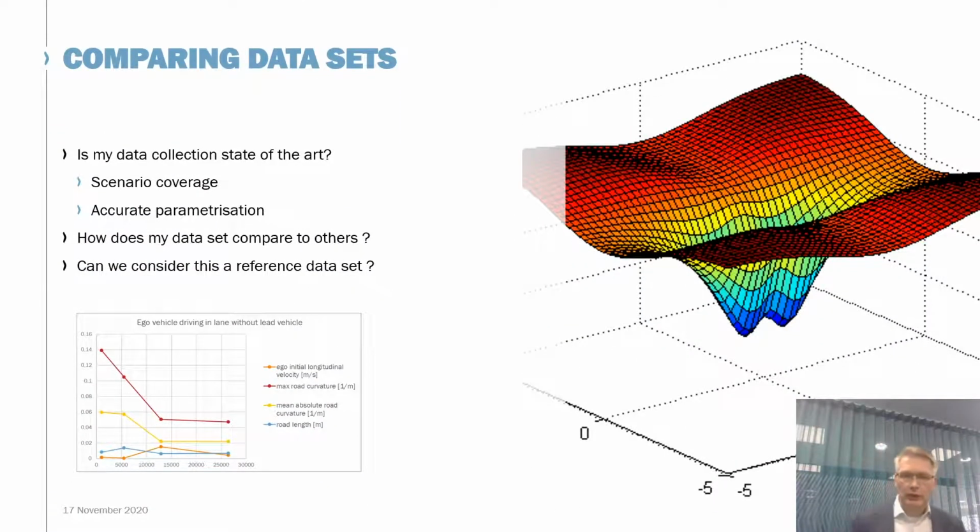Good. So then we come to the point of comparing data sets. First of all, you can do this because you want to know, are we state of the art with what we collected so far? So a simple measure is to look at the scenario coverage, and if that is sufficient, then that's a first stage. But a more correct or more detailed view is on the parameterization, and to see how this develops as you collect more data or combine more data sets. So you can also use this kind of curves to compare to other data sets, and to also have a measure whether a certain data set can at some point be declared a reference data set.